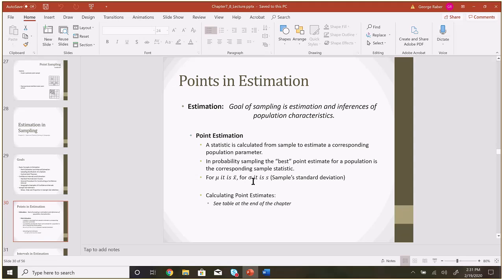For the standard deviation, it's actually the sample standard deviation as well. Okay. And how do we calculate the probability that the population mean falls in a certain interval? That's what we're going to talk about towards the end of the chapter.